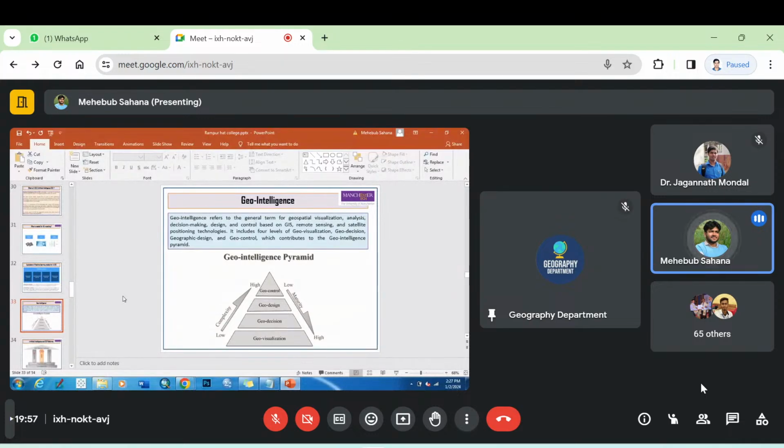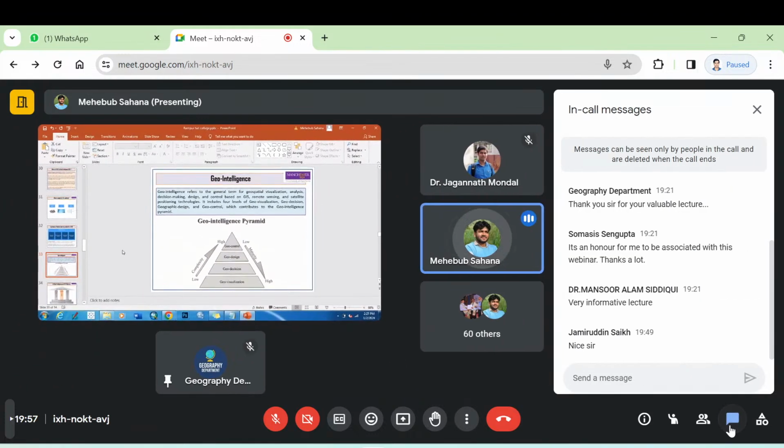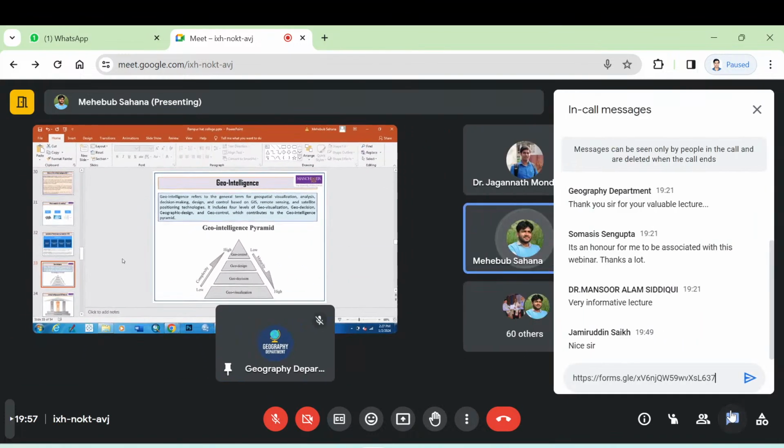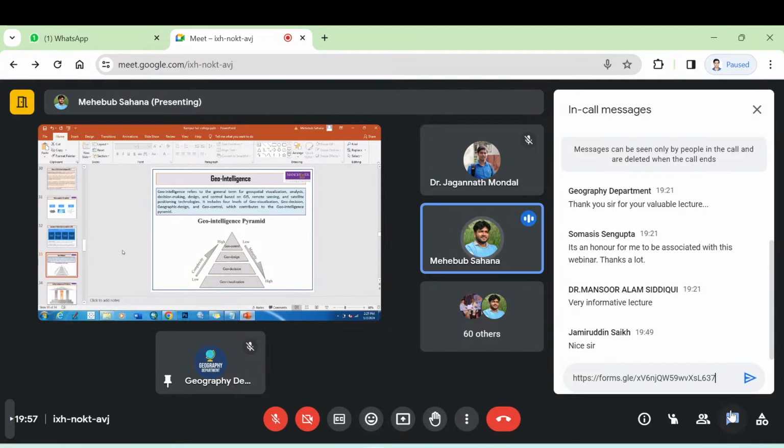GIS can take or make decisions on its own. Geo design, you can design many things. And geo control, you can control your business, you can control your system. Suppose you're traveling, there are systems, you can control your journey through geo control technology. So this is the complexity and maturity, high, low, and how it functions. All these four things are associated, integrated, and depend on each other.